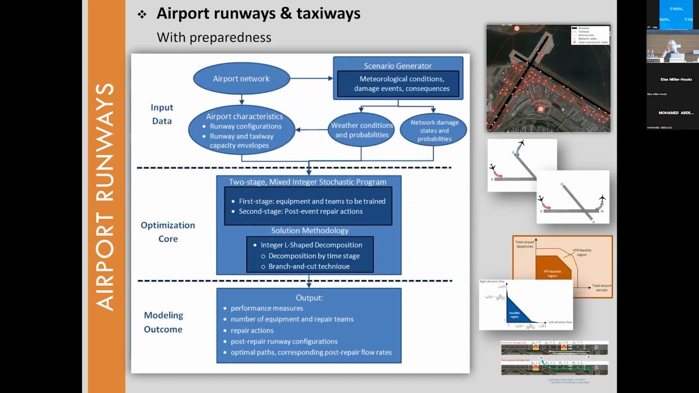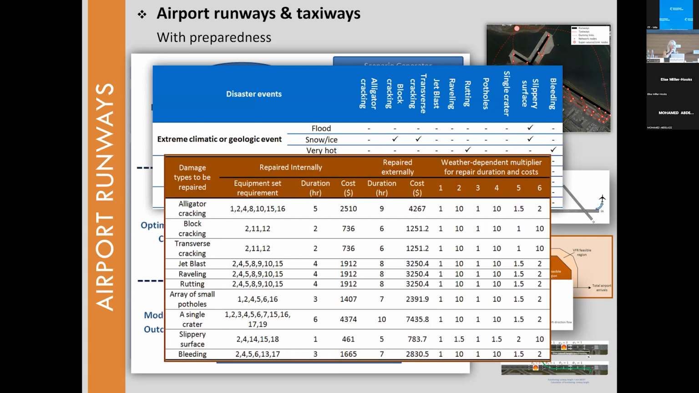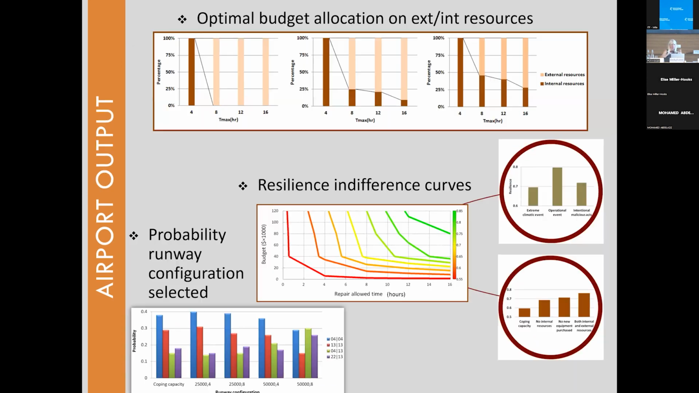We built this into a decision support tool with this optimization core with a scenario generator and a meteorological condition generator. We looked at extreme climatic events, operational events, intentional malicious acts, and all the ways that they can harm the pavements. And we looked at the types of actions you would have to take and what kind of equipment you have to take and all the costs. And these are very, very detailed. And we had weather-dependent indicators, like this takes longer if the weather is a certain temperature, that sort of thing.